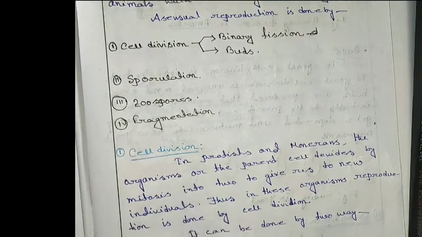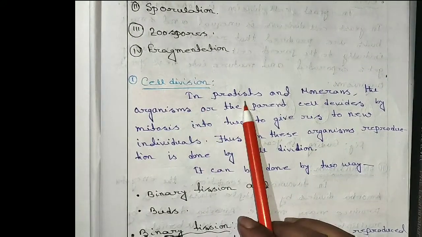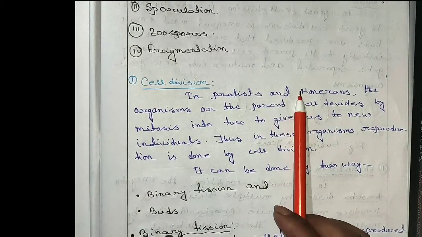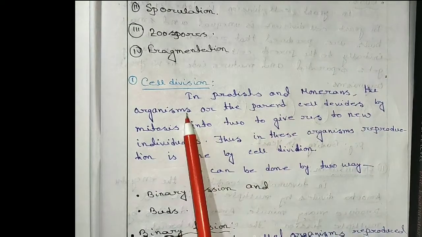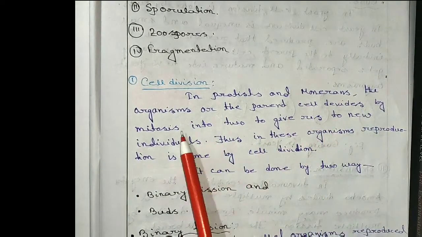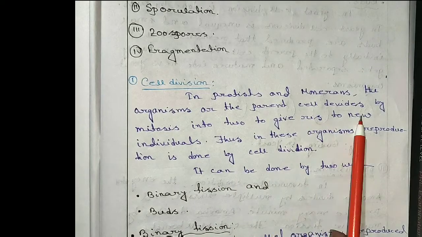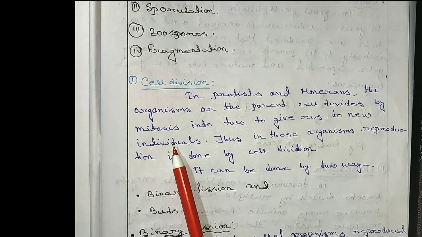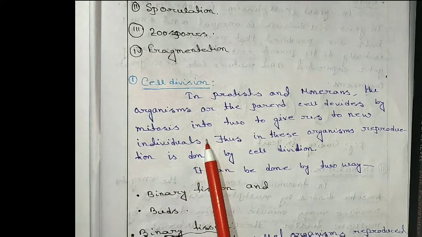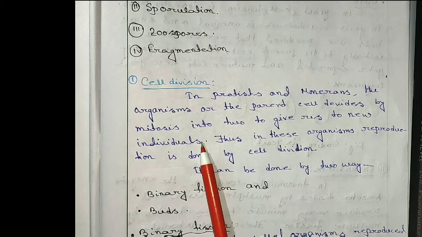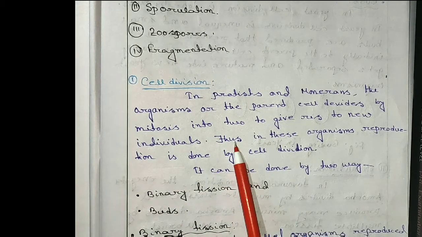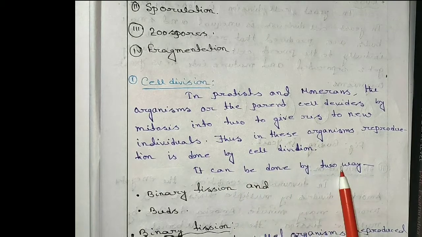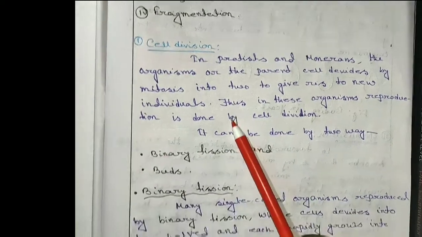So, what is cell division? In protists and monerans, that is amoeba, paramecium, yeast, etc., the parent cell divides by mitosis into two to give rise to new individuals. So in cell division, the body of the parent is divided by mitotic cell division and gives rise to new individuals. Thus in these organisms, reproduction is done by cell division. It can be done in two ways, that is binary fission and budding.